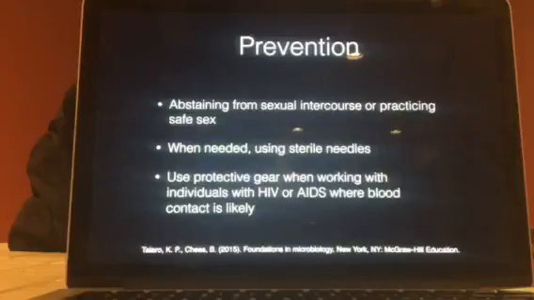While there is no cure, there are definitely some ways to prevent contracting HIV and AIDS. These are abstaining from sexual intercourse or practicing safe sex with the use of a protective barrier such as a condom, especially when your partner has HIV or AIDS, there's a high likelihood, or you don't know. When needed, always use sterile needles. And in the healthcare field, use protective gear when working with individuals with HIV or AIDS where blood contact is likely.